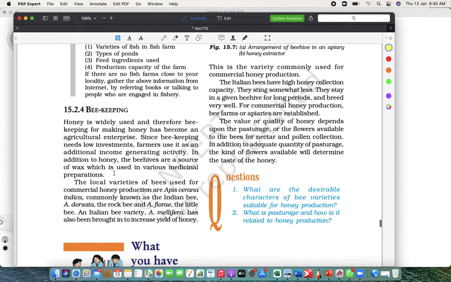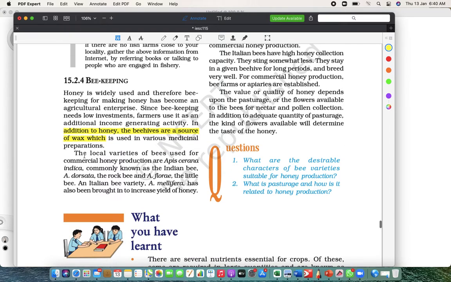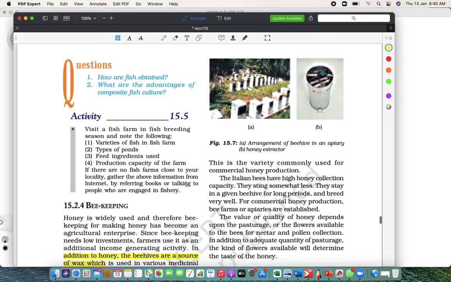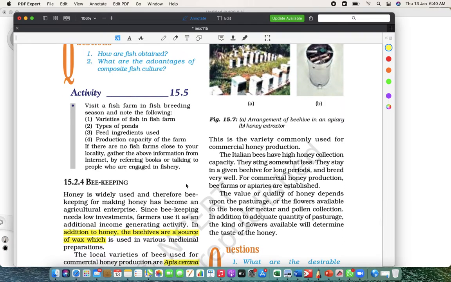In addition to honey, the beehives are a source of wax. After collecting honey, the honeycomb is used as a source of wax. Local varieties are Apis cerana indica, known as the common Indian bee, and Apis dorsata, the rock bee. The Italian variety, Apis mellifera, has also been brought to increase the yield of honey. This variety is commonly used for commercial honey production. Italian bees have high collection capacity.